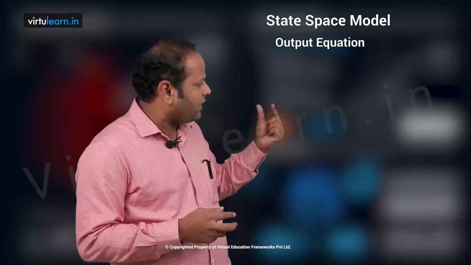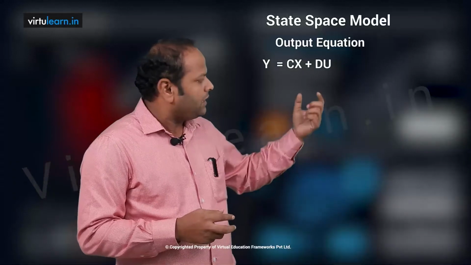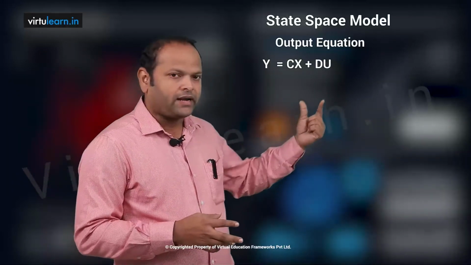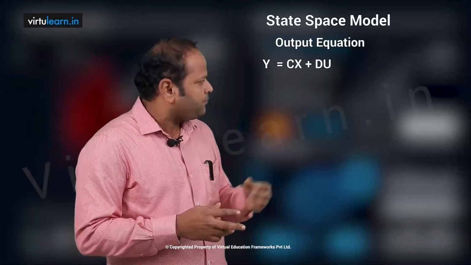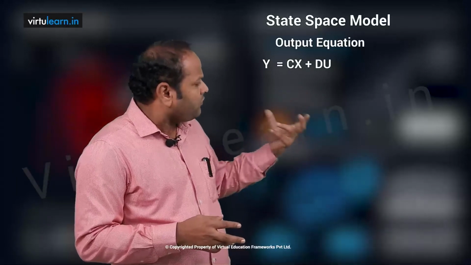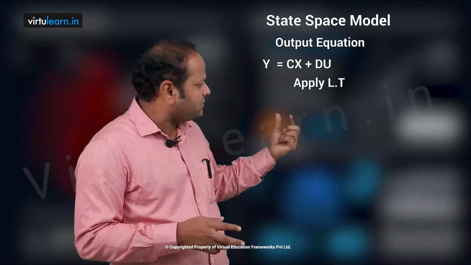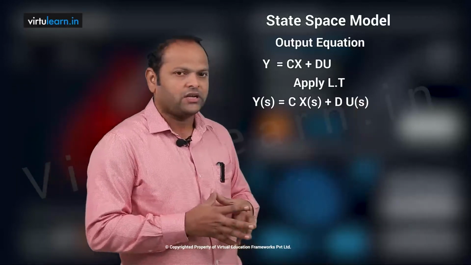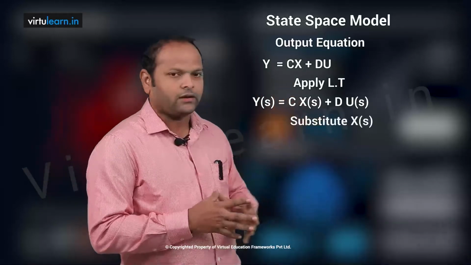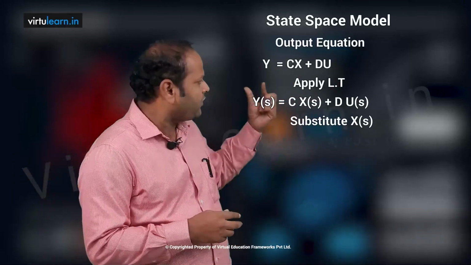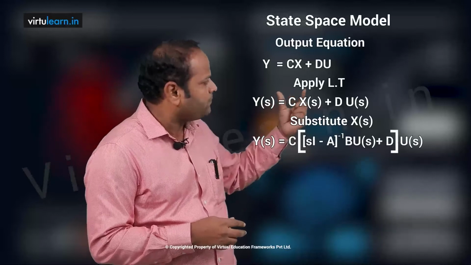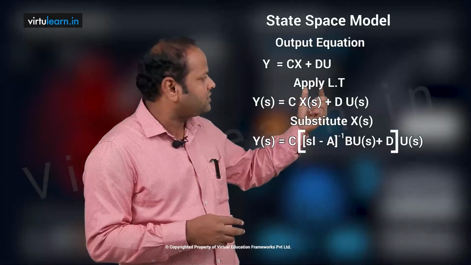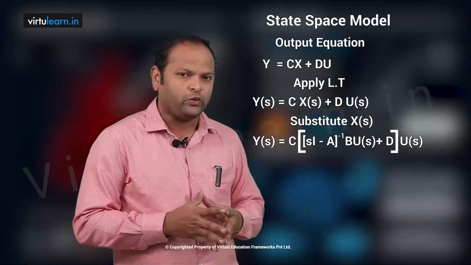Now we have the output equation. What is the output equation? y = Cx + Du, where C is the output matrix and D is the transmission matrix. So when you apply the Laplace transform to this, Y(s) = CX(s) + DU(s). Now substitute X(s) here. We already have X(s), therefore Y(s) is going to be C (sI - A) whole inverse B U(s) plus D U(s).